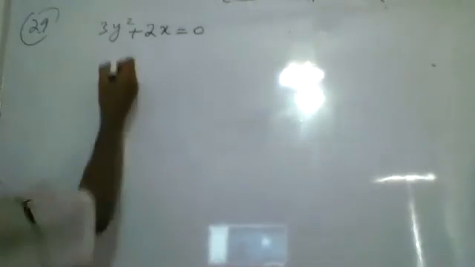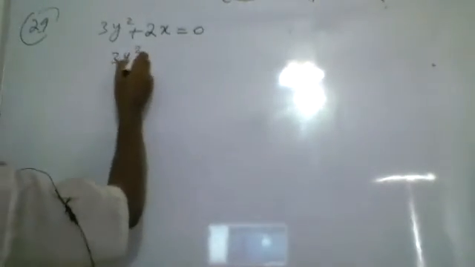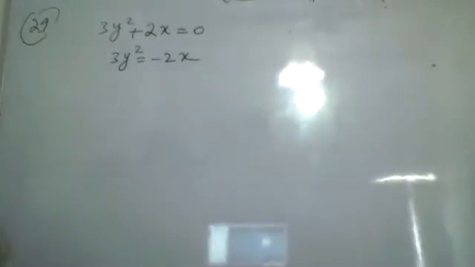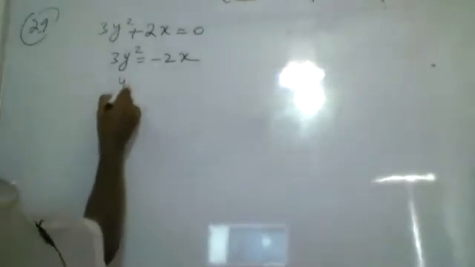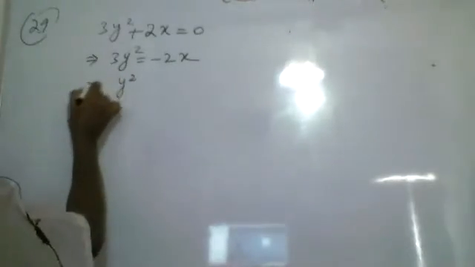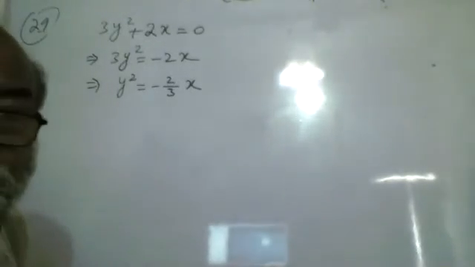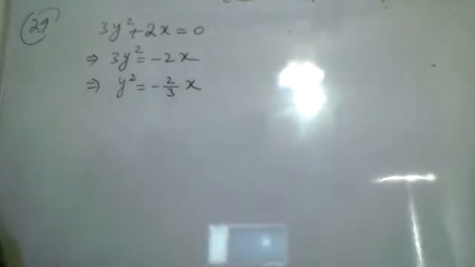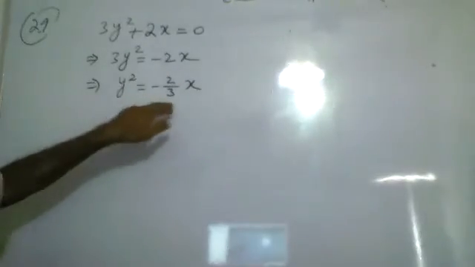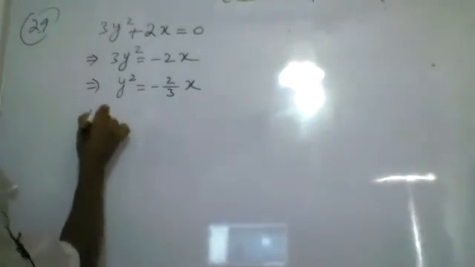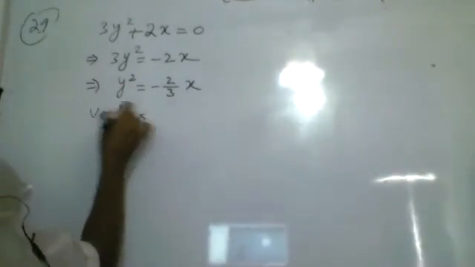We will convert it into the standard form. So 3y square will become minus 2x. Then divide by 3. Y square is equal to minus 2 upon 3 x. This is the standard equation. If we compare it with 4p, the vertex is the origin.